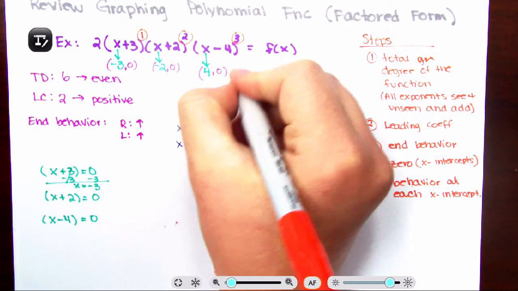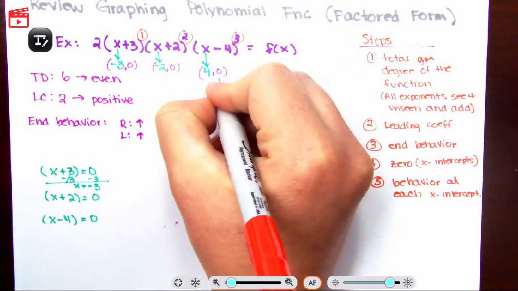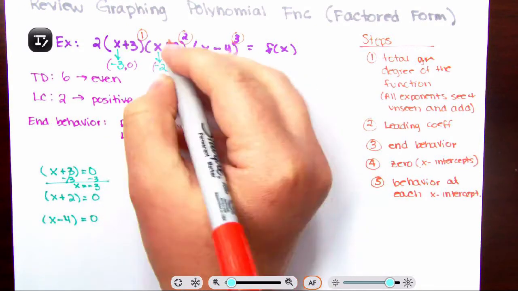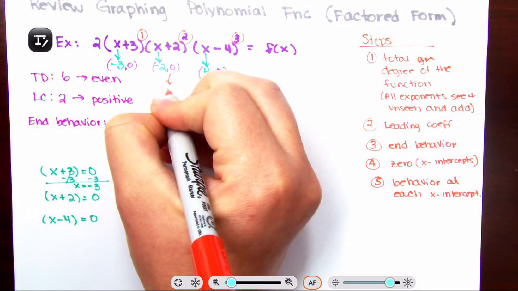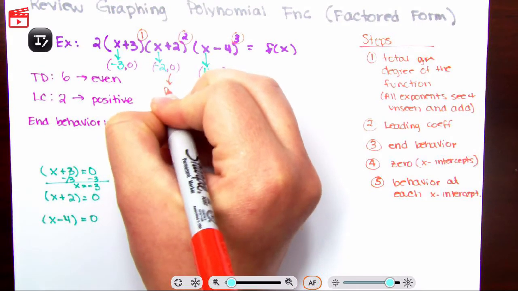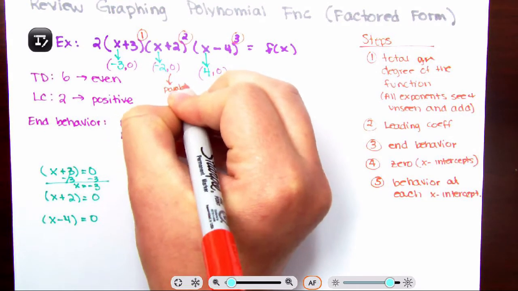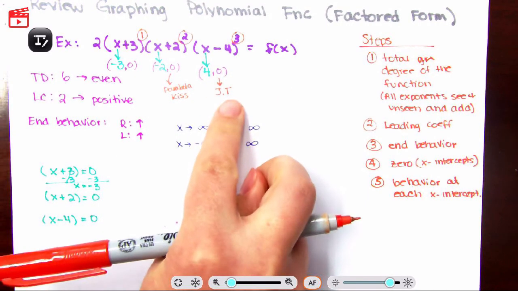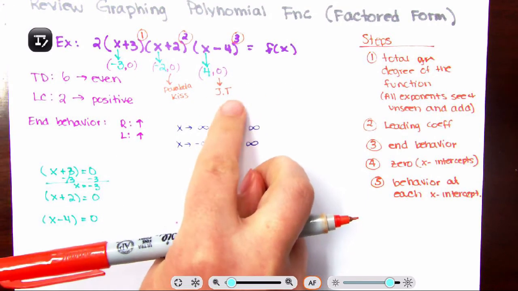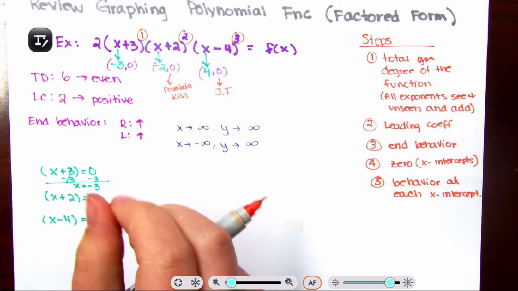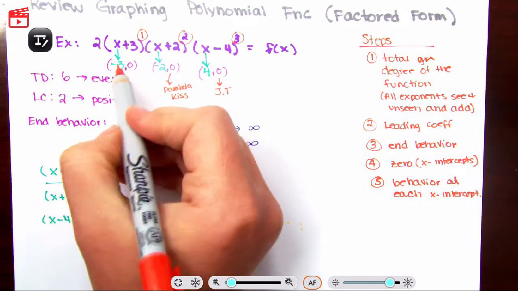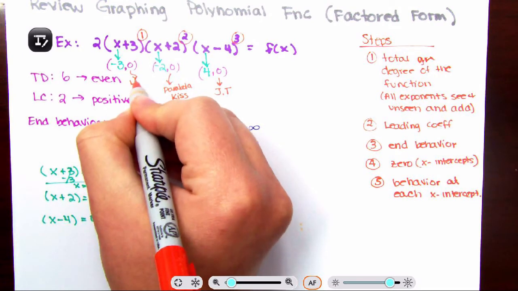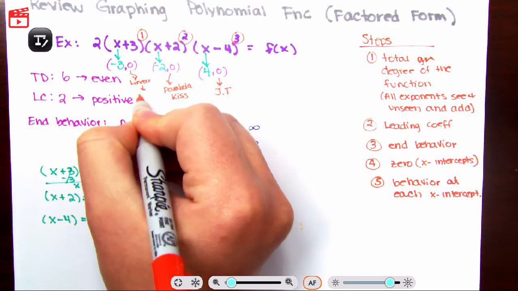Since this is an exponent of 3, that means we're going to have a John Travolta. If we have an exponent of 2, that means I have a parabola, so I'm going to kiss the graph. I'm not going to cross it. If you don't know what John Travolta is, go back and watch the previous video. We have Mr. John Travolta dancing. And then for this one here, we have 1. 1 is linear, so we're going to have a line.